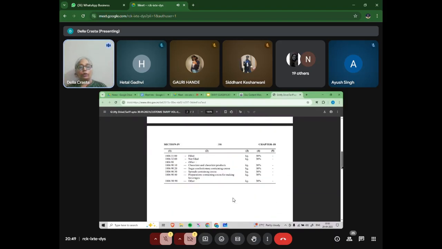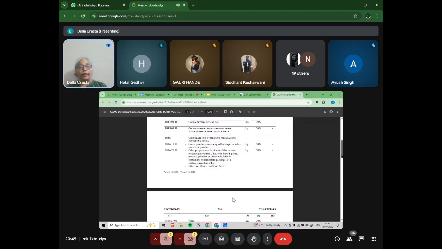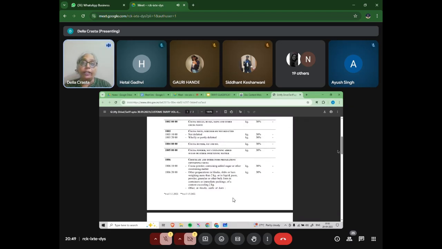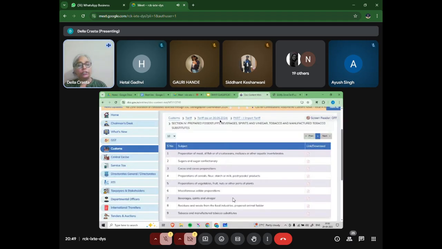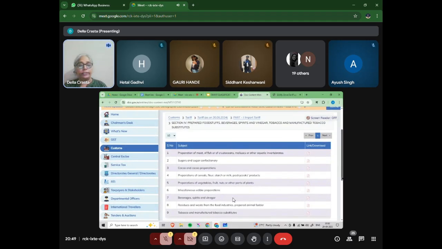Okay, so there is no indication. I think I must have referred a heading note and I must have given you that, because in the heading note it is mentioned that if it is greater than 5% cocoa, then you classify it in chapter 18. But if it is less than 5% cocoa composition, you classify it in chapter 21. Let us just check 21 also at the same time.